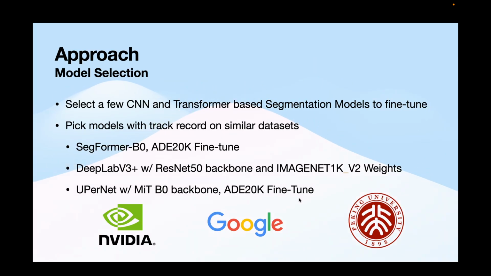So, my approach. I pick a few different CNN and transformer-based models to fine-tune, and then from there, I can find the best one and fine-tune that one further. I picked SegFormer B0, DeepLabV3 with a ResNet-50 backbone, and UPerNet with an MiT-B0 backbone.